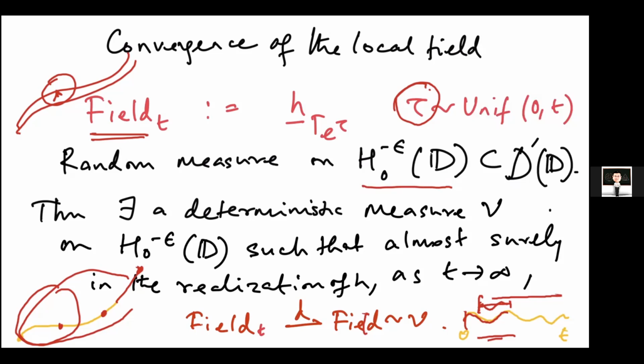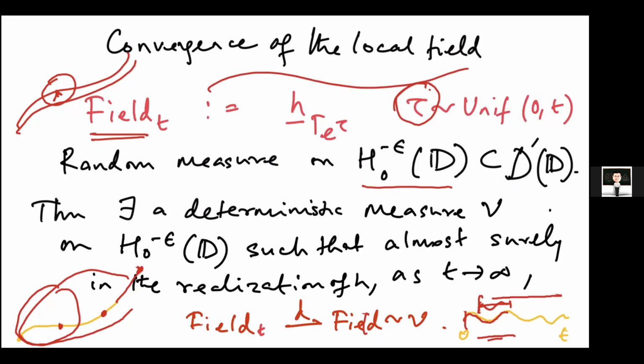Is there any difference between choosing a random time or a fixed time? Can you just choose a fixed time and then do the same thing? Here you're choosing it uniformly from 0 to t. So what is the limiting statement? Suppose you have this geodesic, and I just have a fixed tau, and then tau goes to infinity. Can you do the same thing?